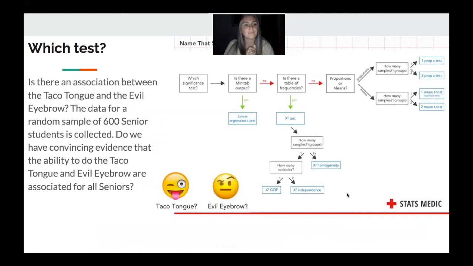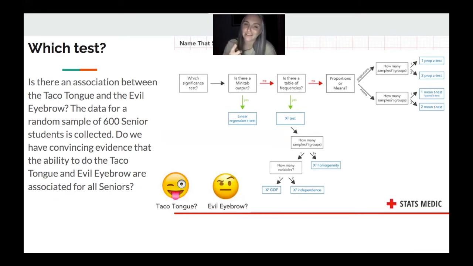All right. Is there an association between taco tongue and evil eyebrow? I can't do this one, but my one eyebrow kind of does it naturally. So anyway, let me start again because I've now rambled. Is there an association between taco tongue and evil eyebrow? The data for a random sample of 600 students is collected. Do we have convincing evidence that the ability to do the taco tongue and evil eyebrow are associated with each other? Okay, so obviously I didn't give you the data.